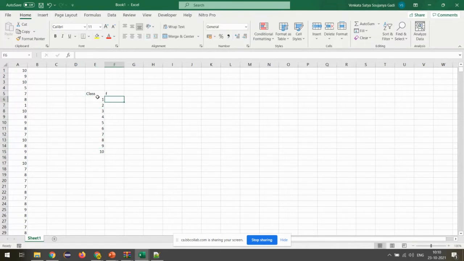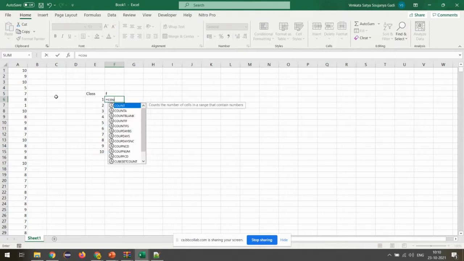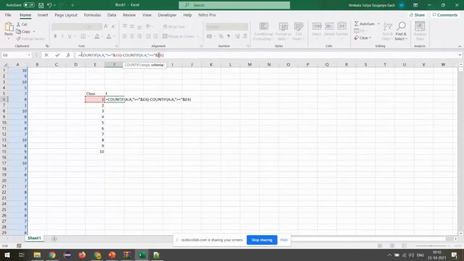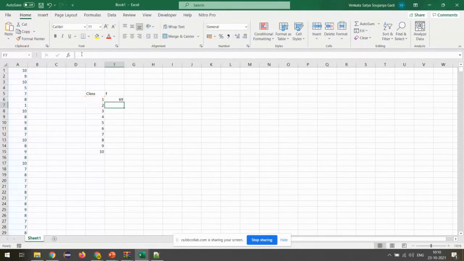Then let's see the frequency. How do we calculate the frequency? We see frequency is equals to if the range is greater than or equals to this one, and then we subtract with the next one. So we get 69. So we get like this.